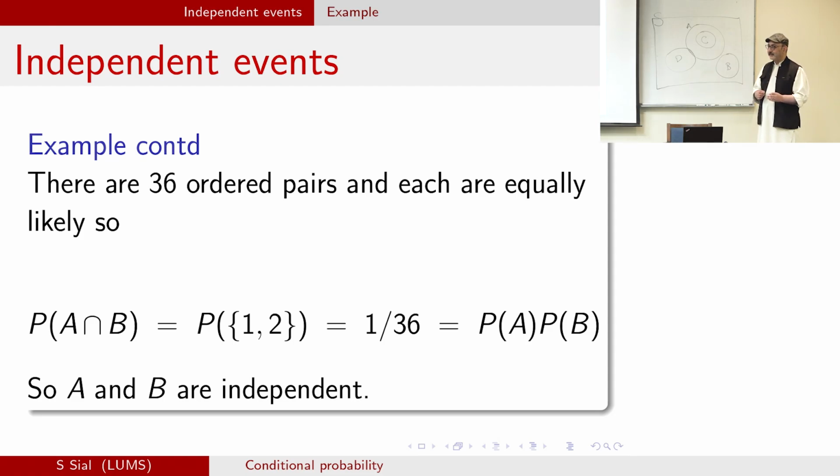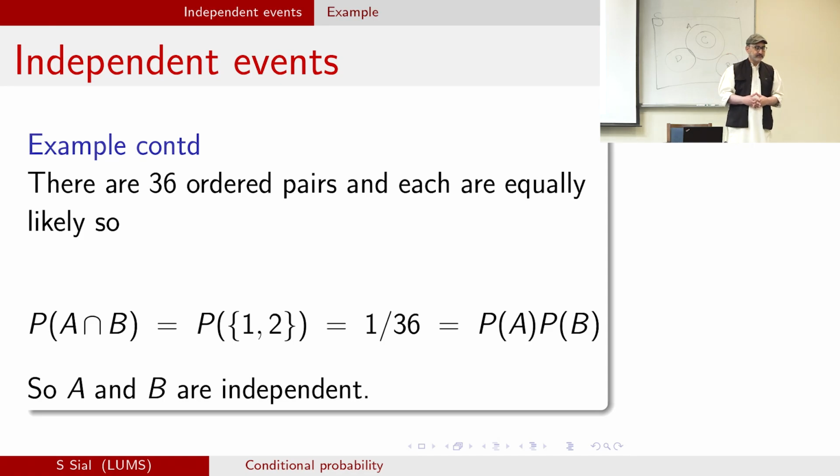But that's the same as the probability of A, which was 1/6 for a particular roll of the first die, and the probability of B, one particular roll of the second die, which was also 1/6. If I multiply them together, I get the same as the probability of the intersection. So in this case, the probability of the intersection of the two events was equal to multiplying the probabilities of the two events, and so the two events are independent.